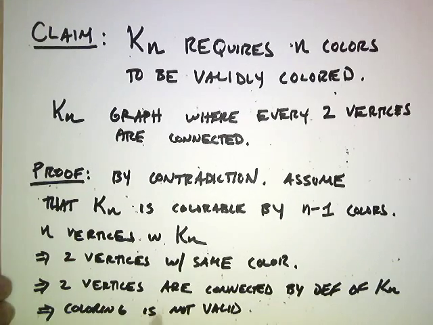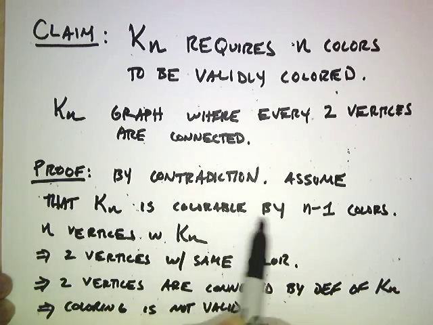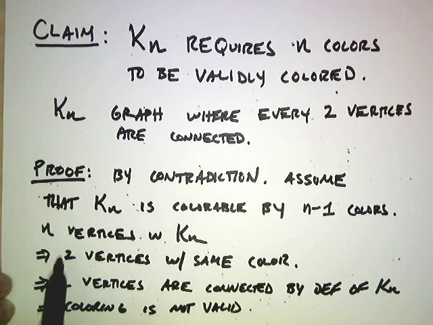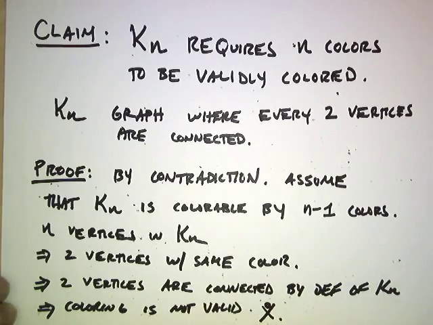So again, let me do the proof one more time. By way of contradiction, we assume that Kn is colorable by n-1 colors. Remember, there are n vertices in Kn. If we use this coloring, it means that there are two vertices with the same color. But these two vertices with the same color, they're connected. By the definition of Kn, every two vertices are connected. And therefore, we've found two vertices with the same color that are connected, so the coloring can't be valid. That's a contradiction. Therefore, Kn always requires n colors to be validly colored.